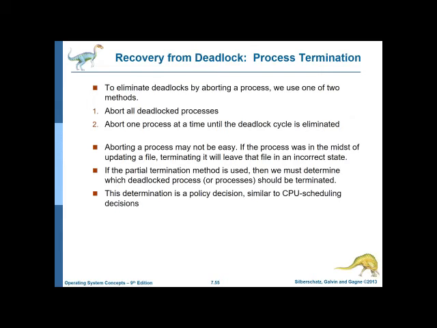To eliminate deadlocks by aborting a process, we can use either of two methods. The first one is to abort all the deadlocked processes. Naturally, whenever there is a deadlock, the entire cycle will be broken, but it is at a greater expense, you can say.